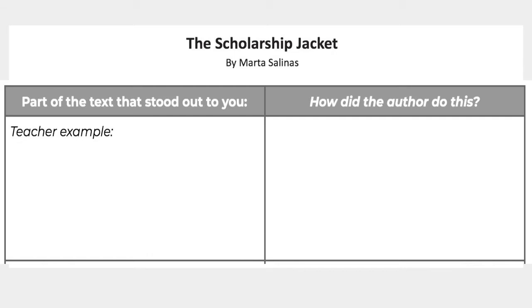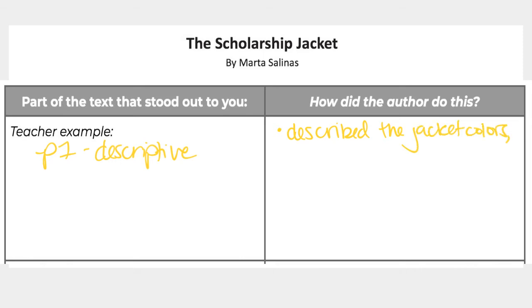I'm going to make observations of what stood out to me and then ask this question, how did the author do this? So from paragraph 1, what stood out to me was that it was very descriptive. And how did the author do this? Well, they described the jacket. They did a really good job of describing what that jacket really looked like. She did this by including the colors, also explaining that there was an S on the jacket and that they wrote your name on the jacket.